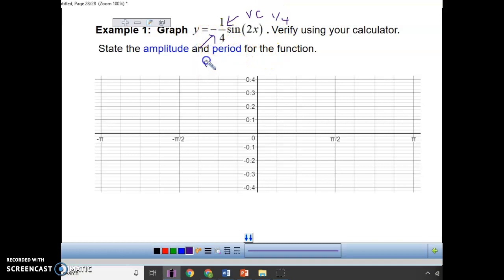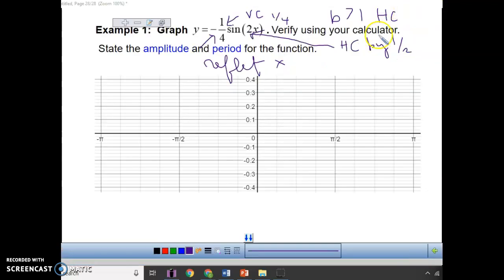This negative is going to reflect it over the x-axis. And we just learned about this. So what this means is that sine is going to cycle through 2 times in the normal 0 to 2 pi period. Because it's going to cycle 2 times, it's going to be half the length that it was before. So this is going to be a horizontal compression by 1/2. So the way that you can remember it is that if b is bigger than 1, you have a horizontal compression by 1 over b.